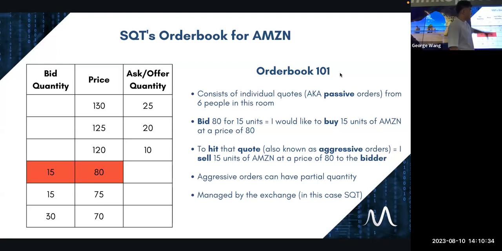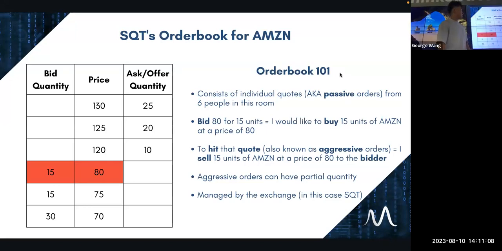All of these quotes are passive orders and anybody can hit them. Assume that for now. I don't need the 15 units every time. I can also hit it for 10 units, 5 units, whatever I want. And I can also buy this for 20 units, which just means only 15 of the 20 will be filled. This whole order book would be managed by the exchange in most cases. So let's assume in this very simple example, the exchange is SQT, so it's me running this order book. And the exchange will be looking after everybody participating.